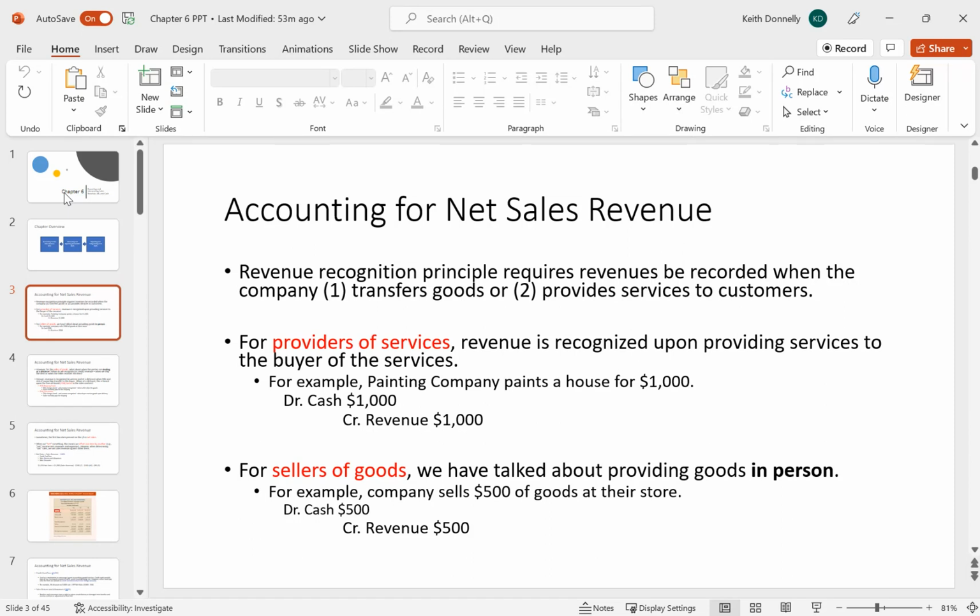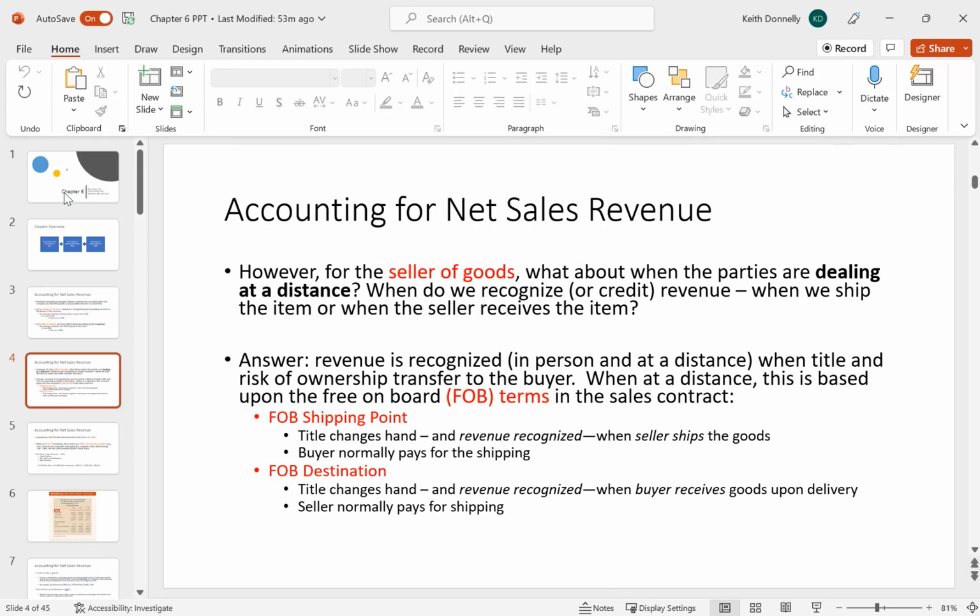For sellers of goods, so far, we've talked about providing those goods in person, right? We have a pizza shop, somebody comes in, they buy a pizza, here you go, credit revenue. However, how does this analysis change for the seller of goods when the parties are dealing at a distance? In these cases, when do we recognize the revenue? When we ship the item? When the buyer receives the item? When we sell it? How does this all work?